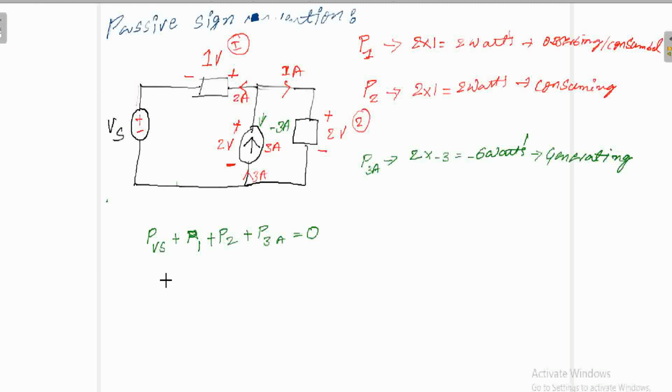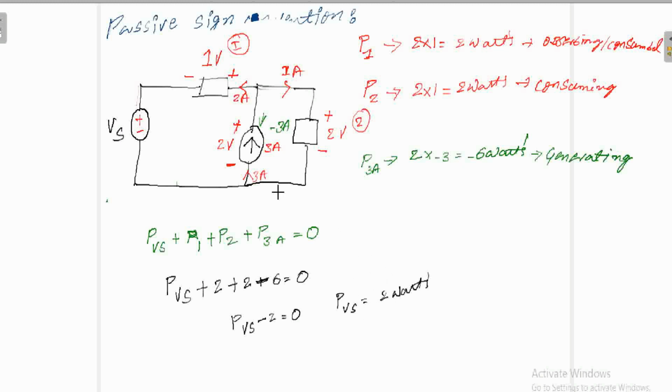What is P1? P1 is equal to 2 watts, P2 is equal to 2 watts, P3A is equal to minus 6 watts, and the sum is equal to 0. So PVS plus 4 minus 6 is equal to 0. Then PVS is equal to 2 watts. So this PVS is 2 watts.